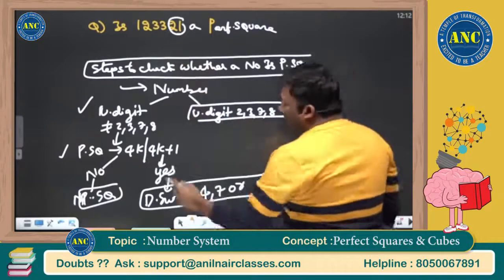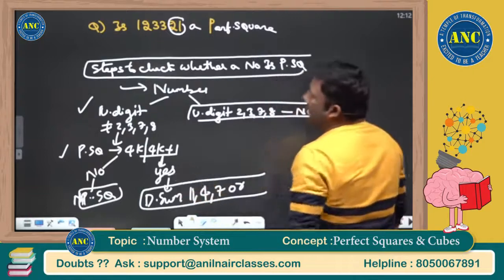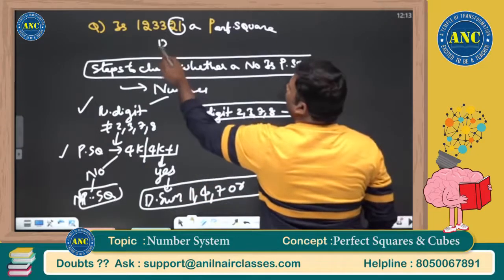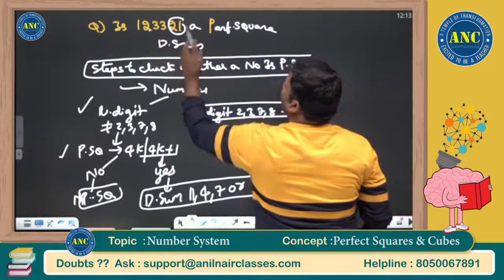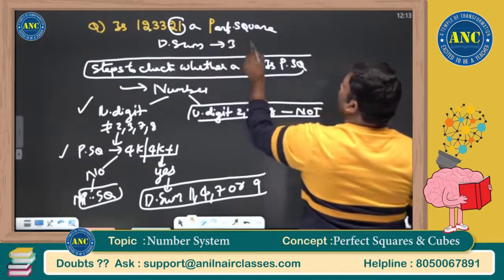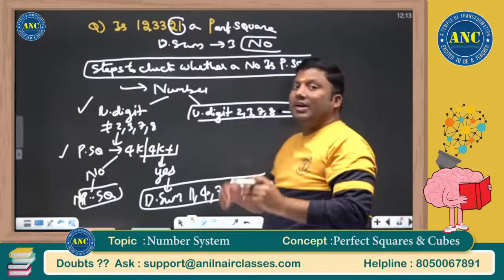21 is 4 into 5 plus 1. Answer is yes. Now apply the digital sum. What is the digital sum of this question? The digital sum of this number is 3, 9, 11, 12. The digital sum is 3, so it is not a perfect square. I hope the idea is clear.